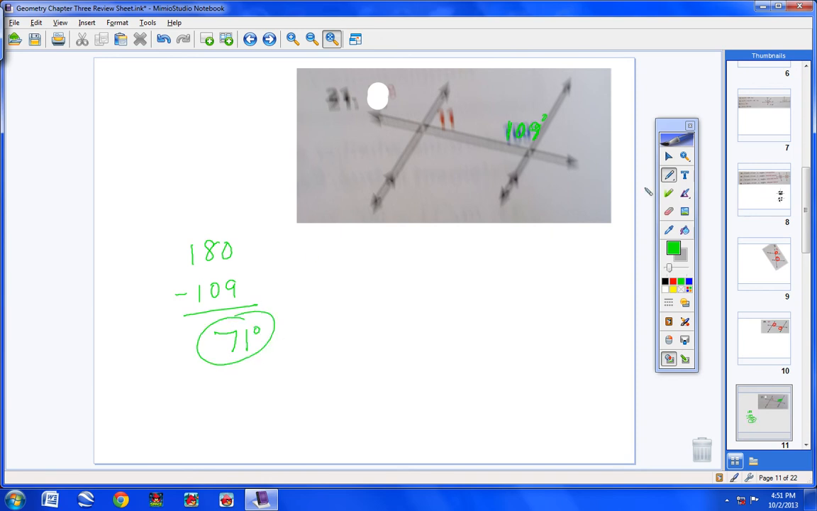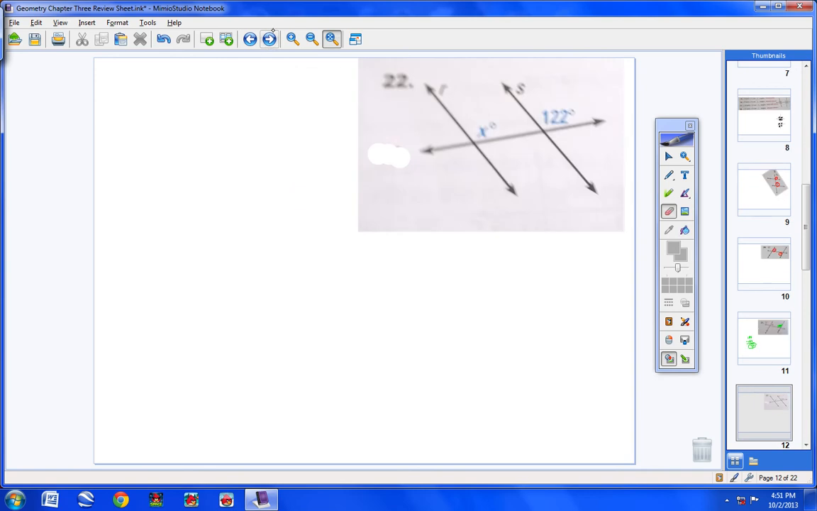So the measure of angle 11 is 71 degrees, okay? 71 degrees. All right, moving on to numbers 22 through 24. Now, the directions say, find the value of x so that R and S are parallel.